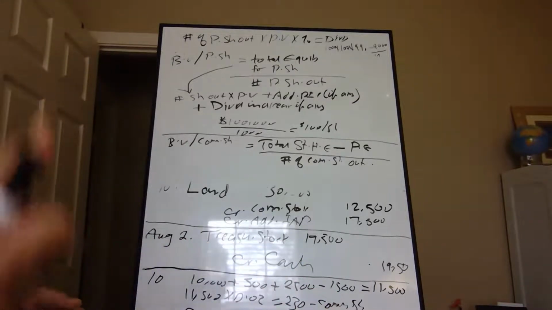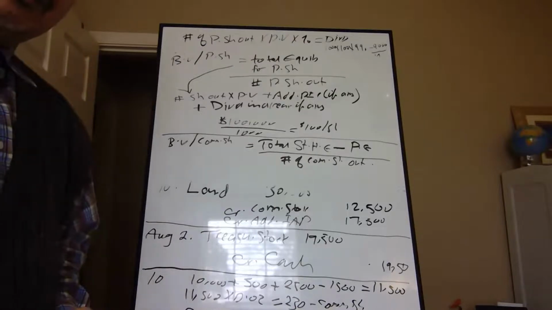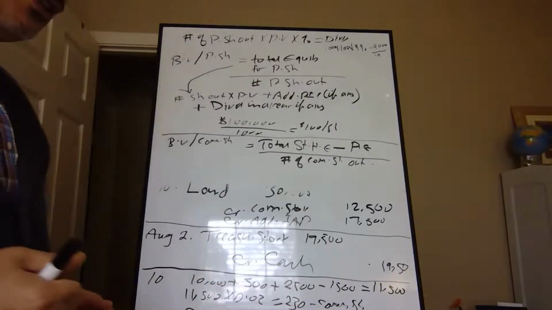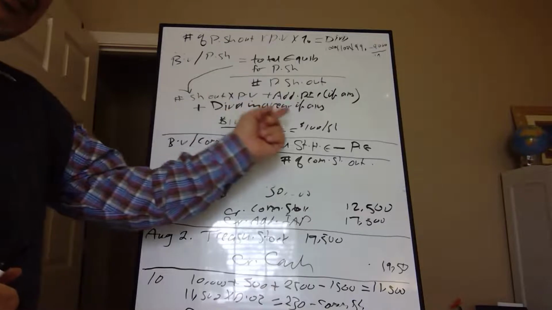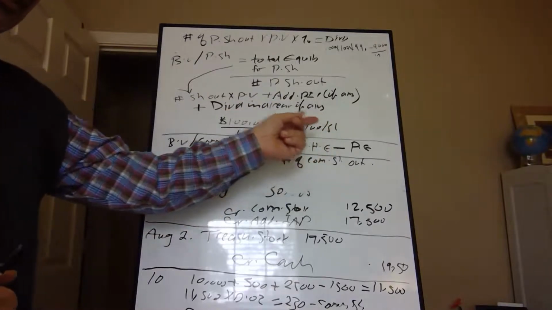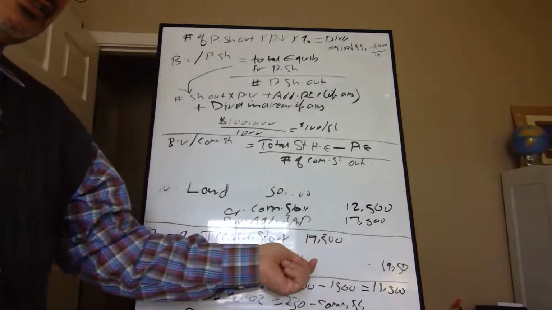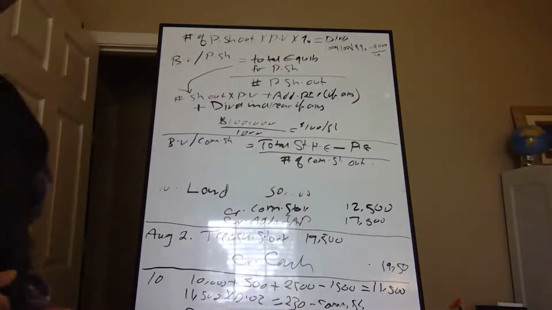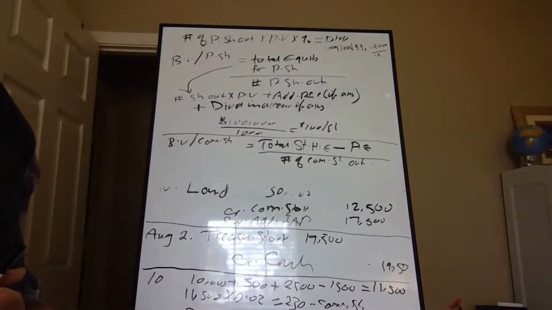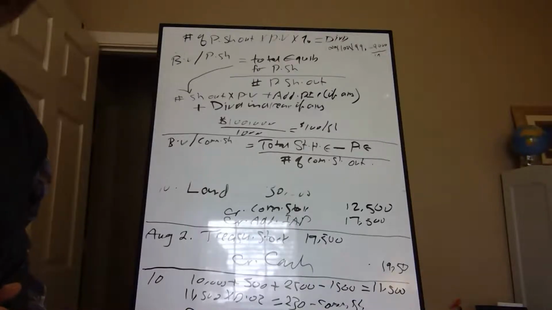Okay, the effect is going to be on retained earnings and on total stockholders' equity. But when we give stock dividends, shares of stock, the contributed capital will increase and the retained earnings will decrease. Okay, but the total will not. It stays the same. Total stockholders' equity stays the same.